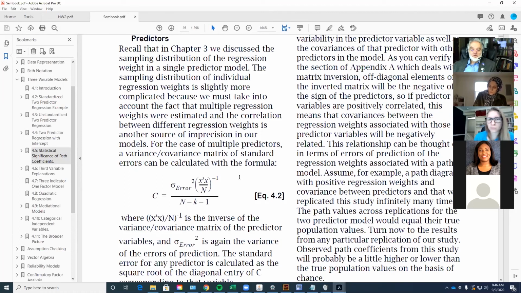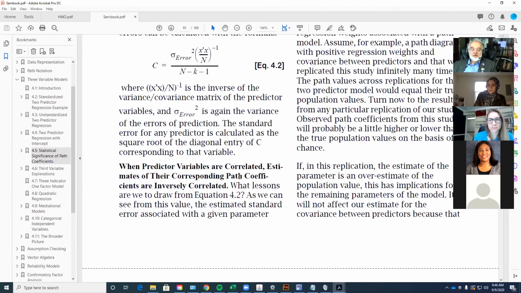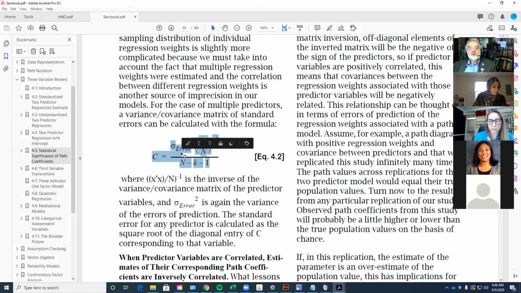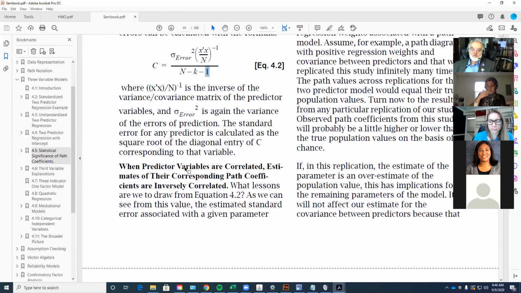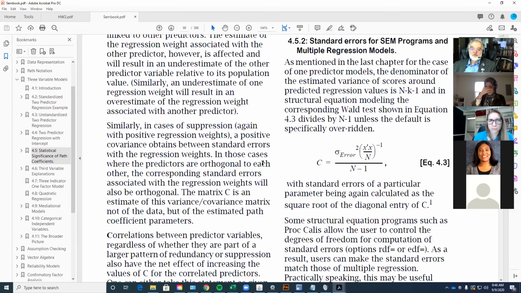Okay. Now, there's a thing, right? This is the equation that you saw when you took regression. Notice the denominator, the sample size minus k, the number of predictors, minus 1. Well, structural equation model uses the same formula, but with a small difference. And that's down here.